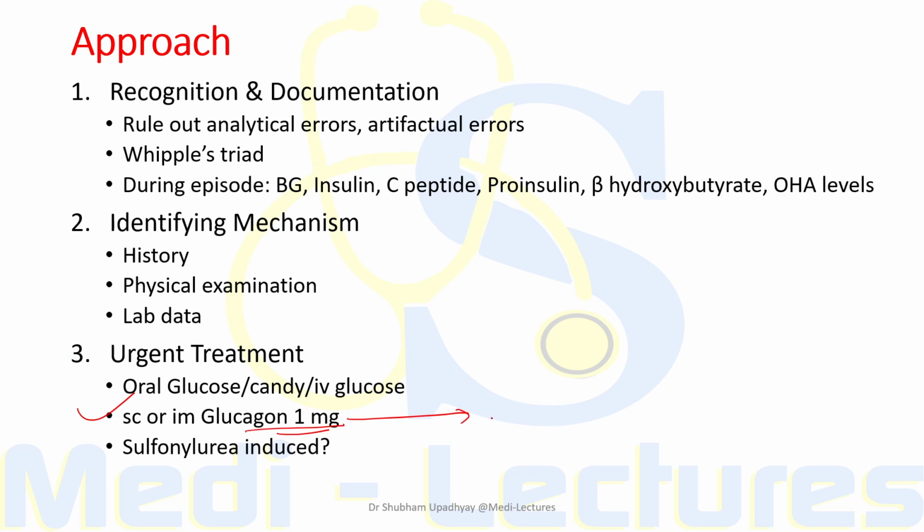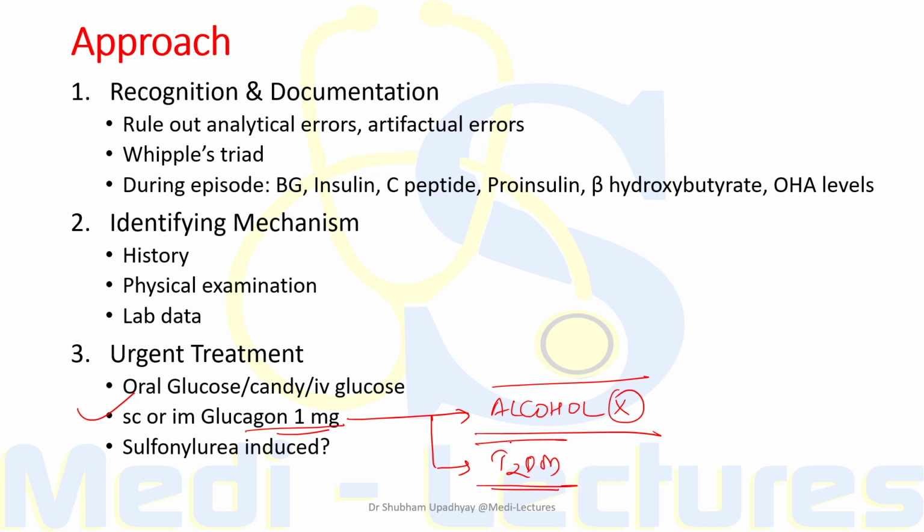It is important to note that glucagon cannot be used in chronic alcoholic patients because glycogen stores are already depleted, so glucagon will not act. Type 2 diabetics also have very little role for glucagon therapy, because glucagon will also increase the insulin secretion, so it will be of no use. So basically glucagon therapy is used for type 1 diabetic patients and other patients of endogenous hyperinsulinism, which we have discussed in the chart.